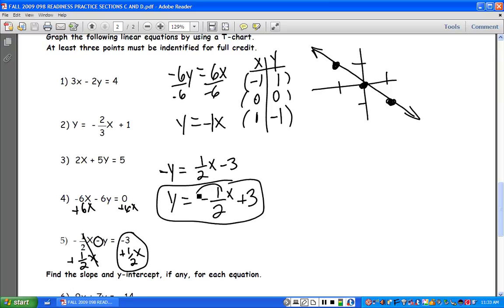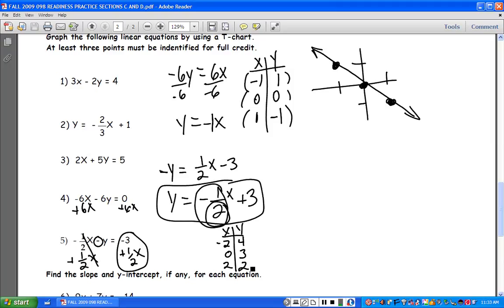And once again, we have a fraction, and so we're going to use 2 to form our x values. So -2, 0, +2. When x is a -2, -2 times a -1 is a +2. +2 divided by 2 is 1. 1 plus 3 is 4. 0 times anything is 0. 0 plus 3 is 3. 2 times the -1 is -2. -2 divided by 2 is a -1. -1 plus 3 is a +2.